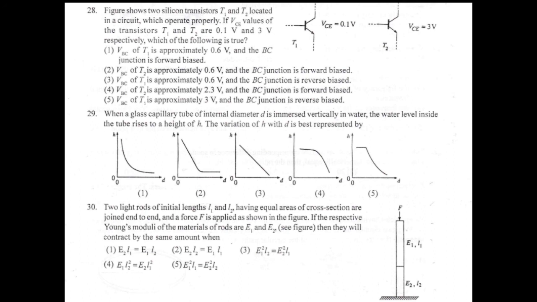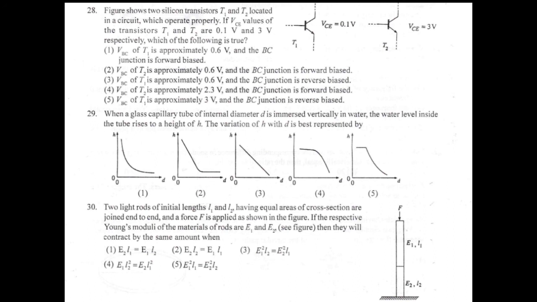Then T is surface tension. By that we can take h is proportional to 1 over R. h is proportional to 1 over D. D is diameter. So, h is proportional to 1 over D. Relationship is shown by the graph 1, 29.1.